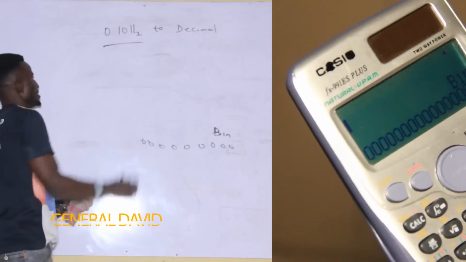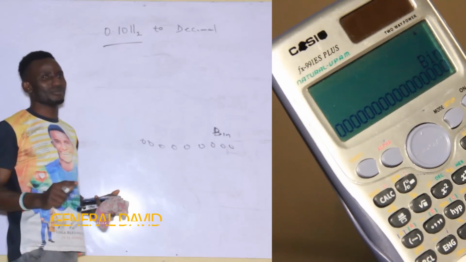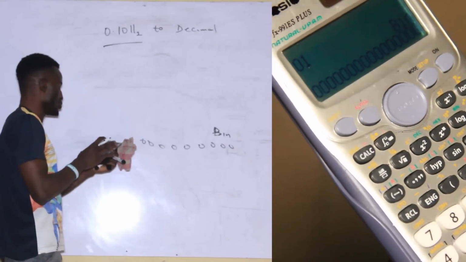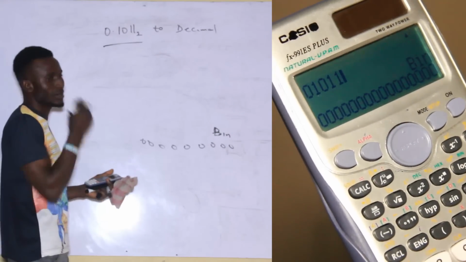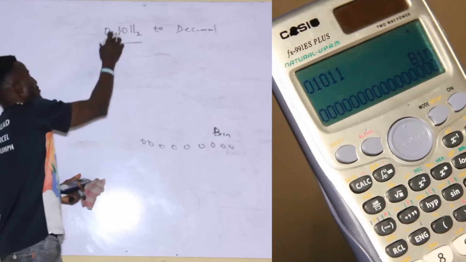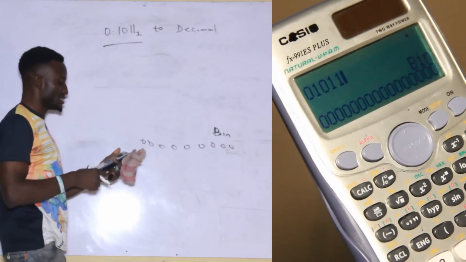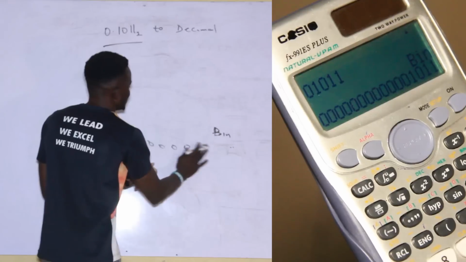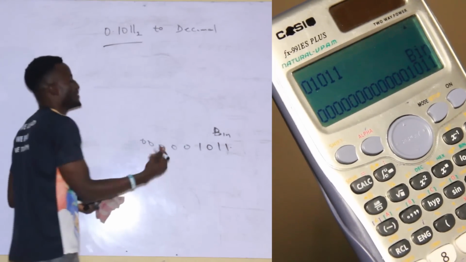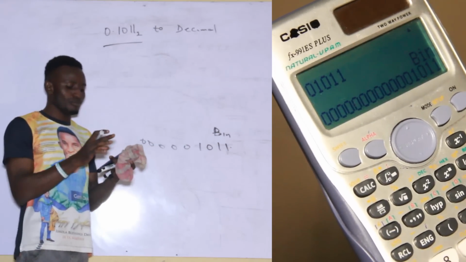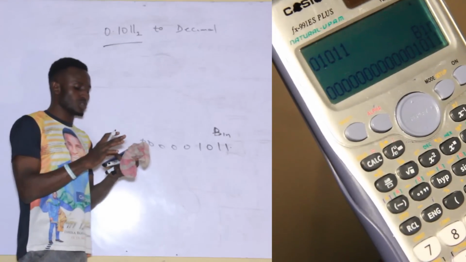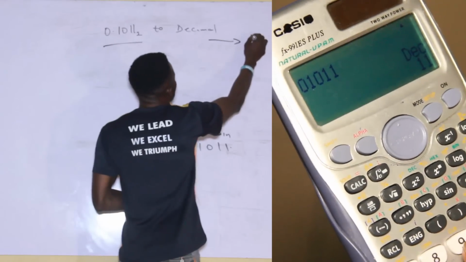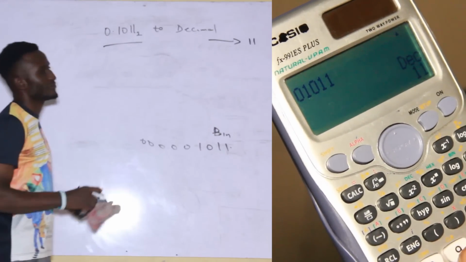Then press this without pressing the decimal point, that is, you press 01011. Then press equals. You will observe that this shows at the binary here. Now, when you have it at the binary, then press the decimal button because we are trying to convert to what? To decimal. Then when you press this, you observe that the decimal here is equal to 11. But that's not the final answer.